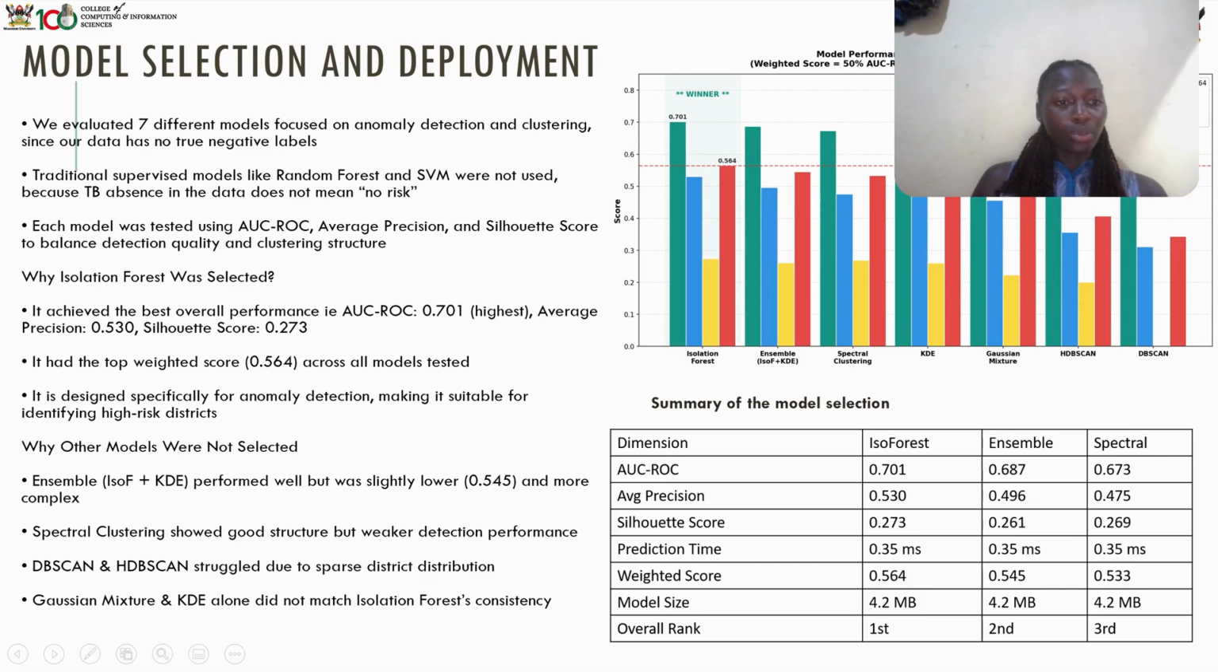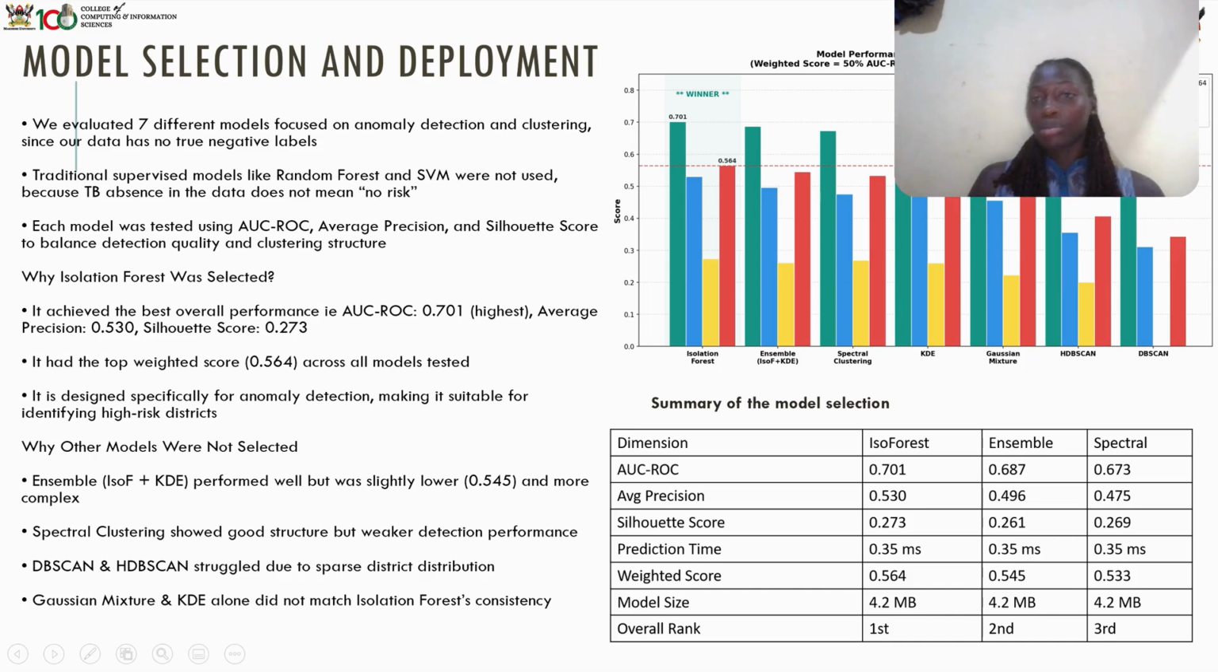So why were other models not selected? It was because of the lower and complex weighted score. Spectral clustering showed a good structure, but it was weaker in detecting the performance. DBSCAN and HDBSCAN struggled due to sparse distribution.